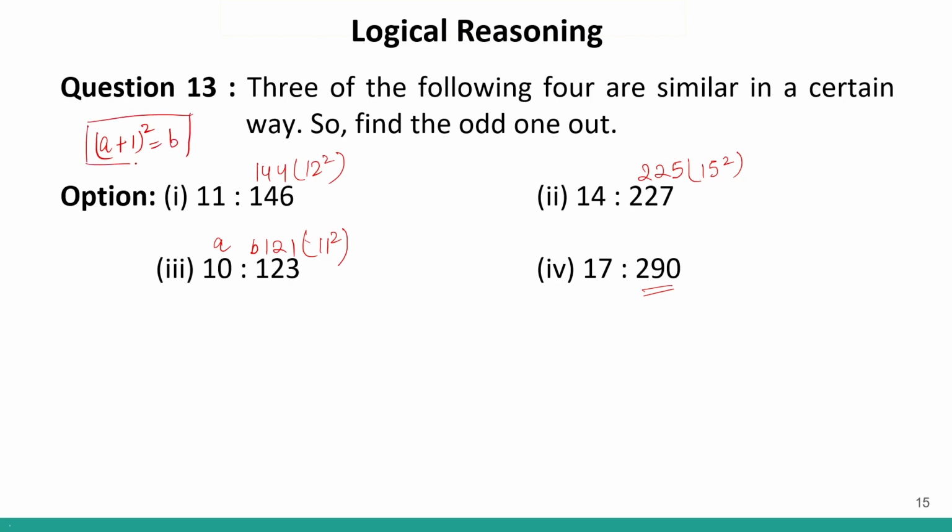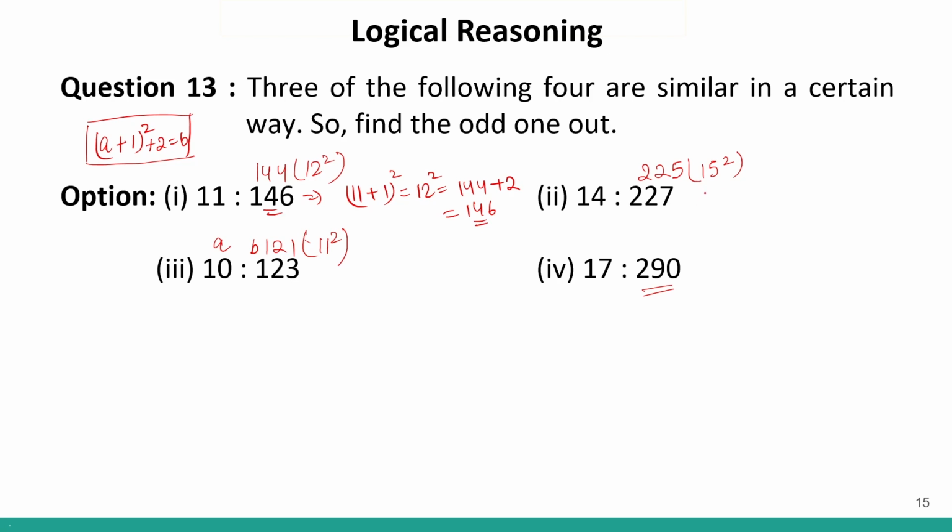This is the logic. Correct? Because over here, 11 plus 1 square, that is 12 square, is 144. And then we are adding 2 into it. So A plus 1 square plus 2 is giving me B. So 144 plus 2, I get 146. Correct? Option number 2.